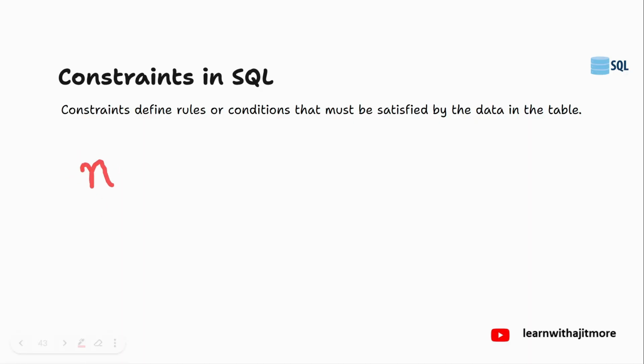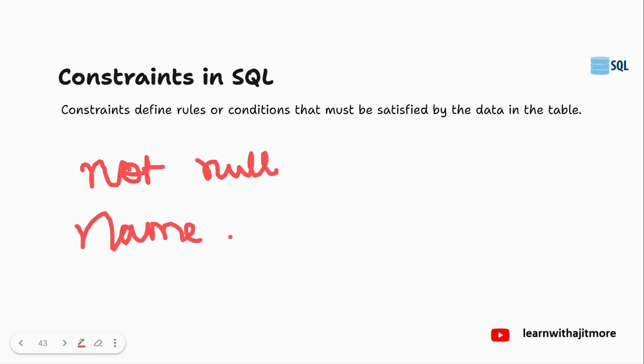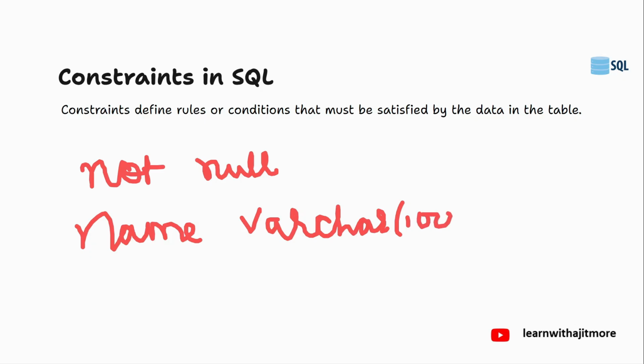Then we have not null constraint. Now, not null constraint says that you are not allowed to leave that column blank. Like for example, I'm creating one column name, varchar 100.